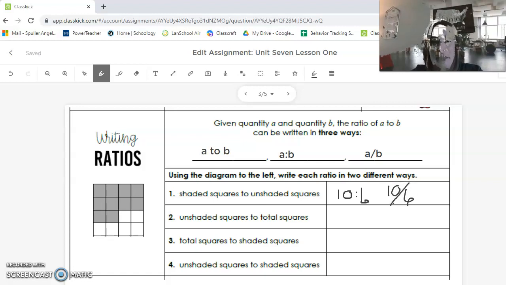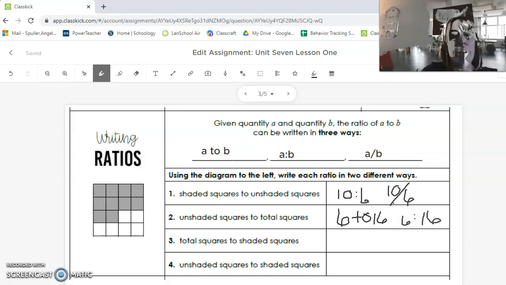Now they said unshaded squares. Well, we said there were 6 unshaded to, and it says total. Well, if I count 4, 8, 12, 16, that's the shaded and non-shaded put together, all the squares. They said write it another way. Well, I'm going to say 6 to 16.